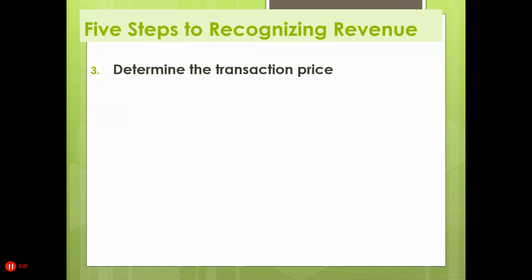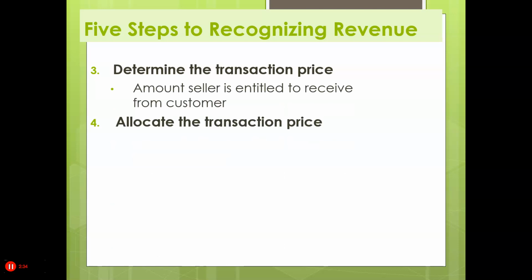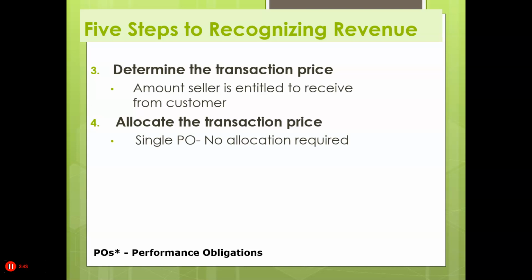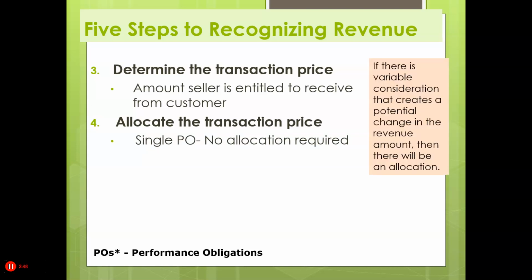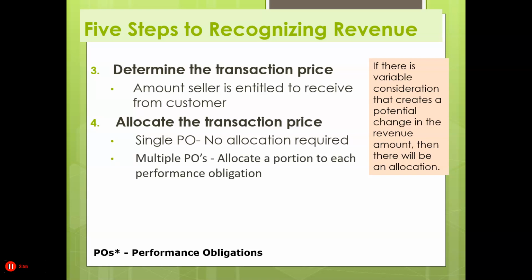Now, the next step is determine the transaction price. This is the amount the seller is entitled to receive. Then we're going to allocate the transaction price. Now, we have what we call again performance obligations. We call them POs. So if there's only one, no allocations required. And again, remember, variable consideration only affects potential revenue. And then we can have multiple performance obligations. We have to identify these.